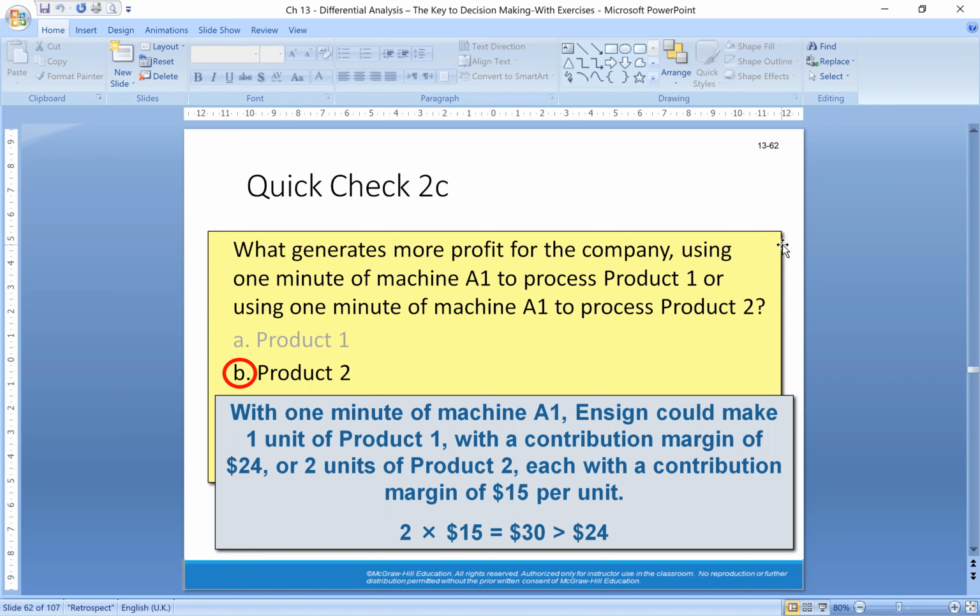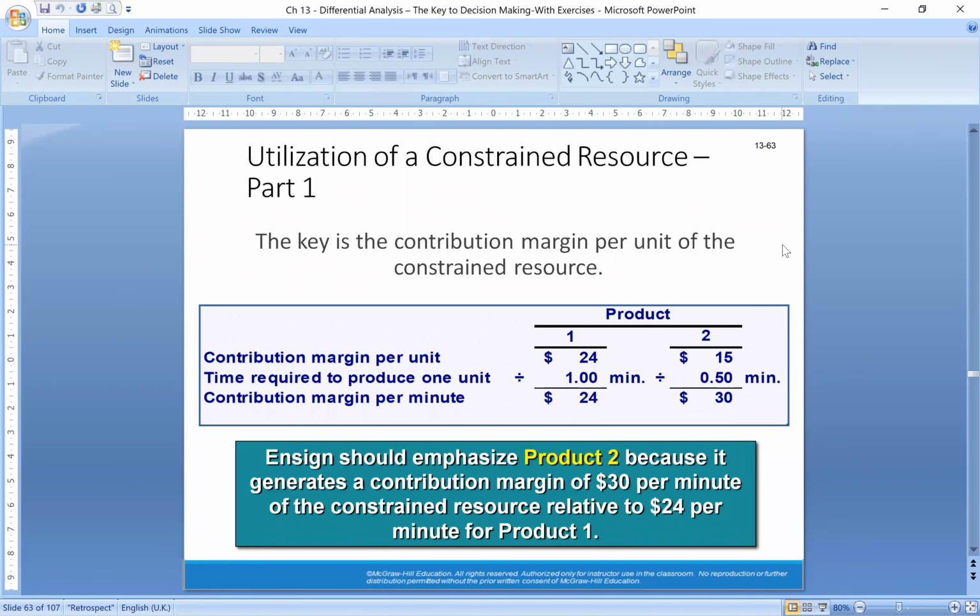Why? Because in 1 minute, which is our constraint, we can produce 2 units of product 2, which means $30 contribution margin, not 15. Because the 15 refers to 1 unit, but in 1 minute, we can produce 2 units. That leads us to the solution, or the answer. We will calculate something called contribution margin per minute.